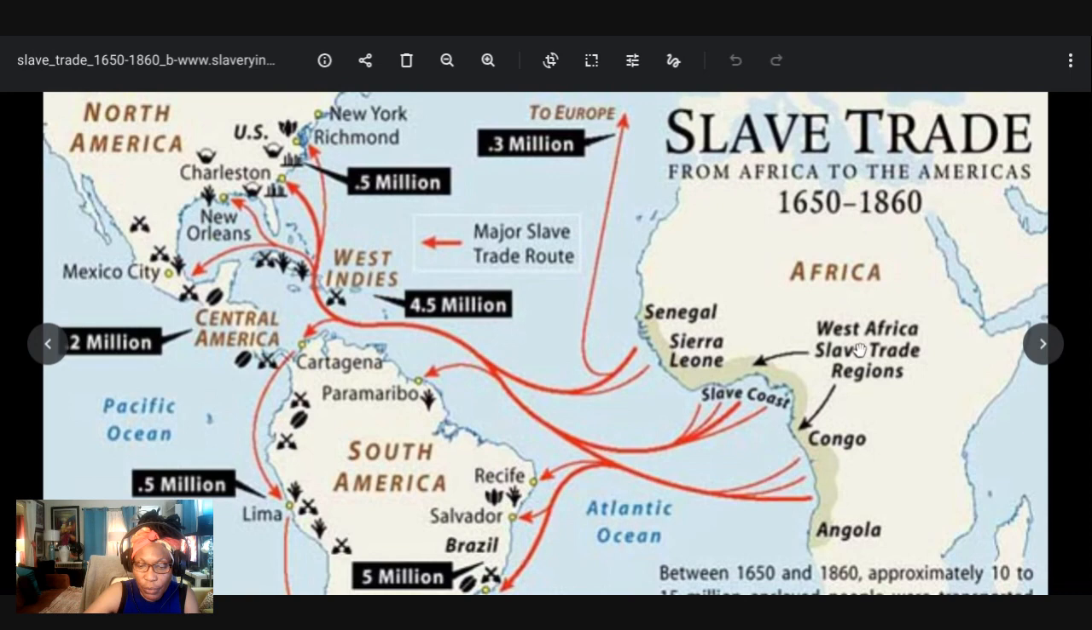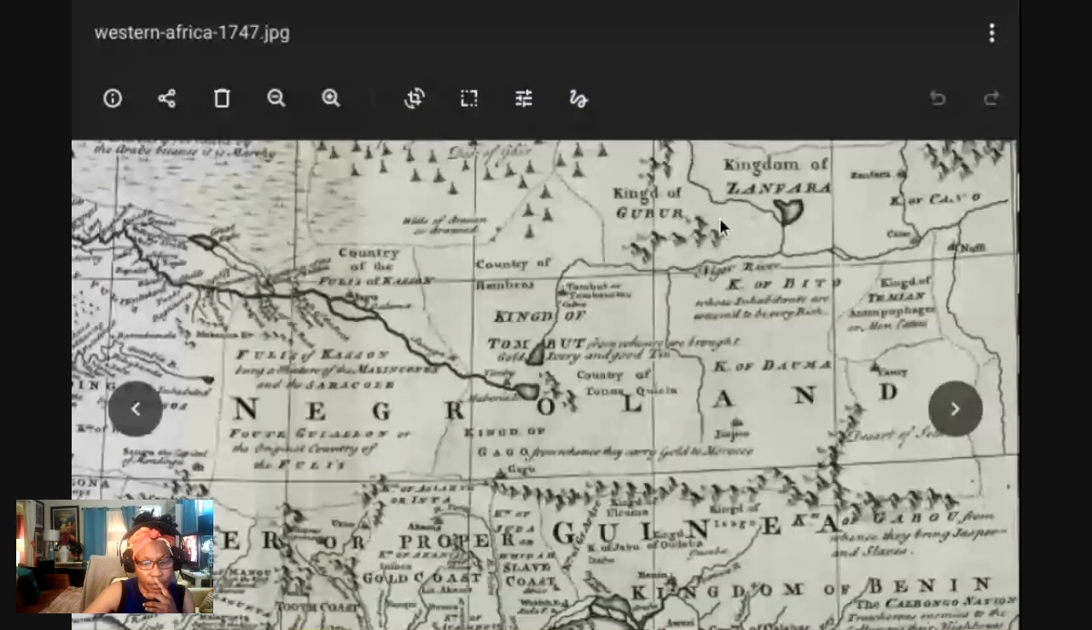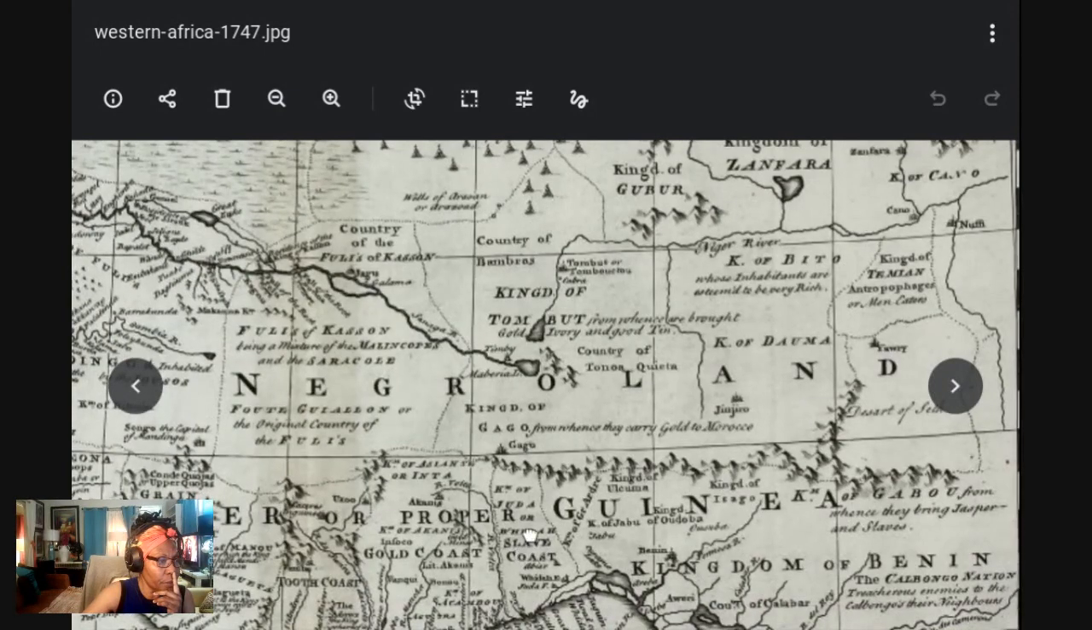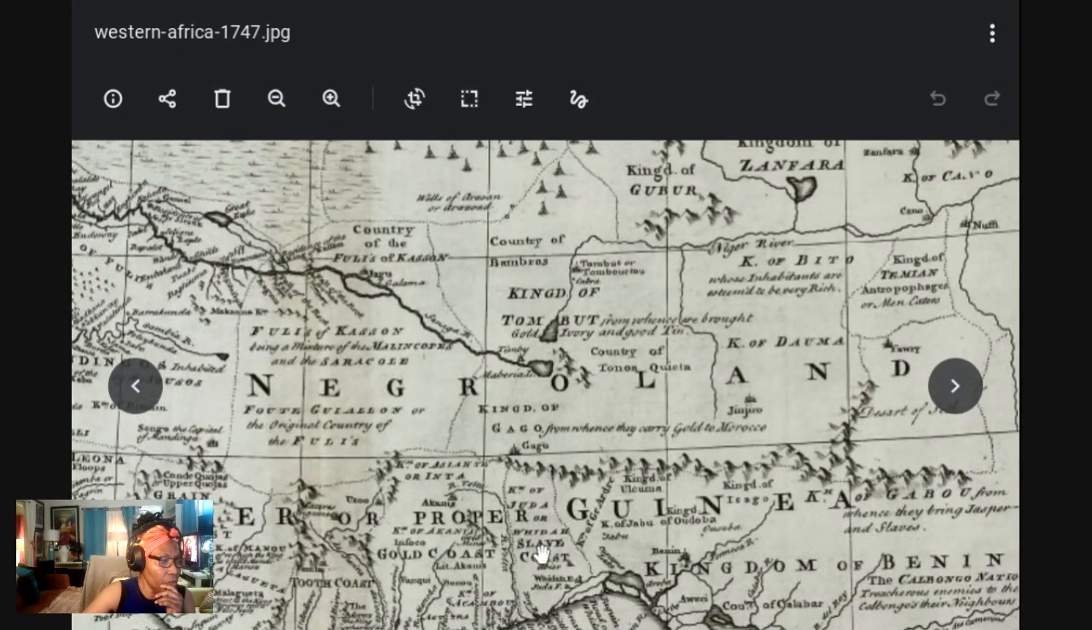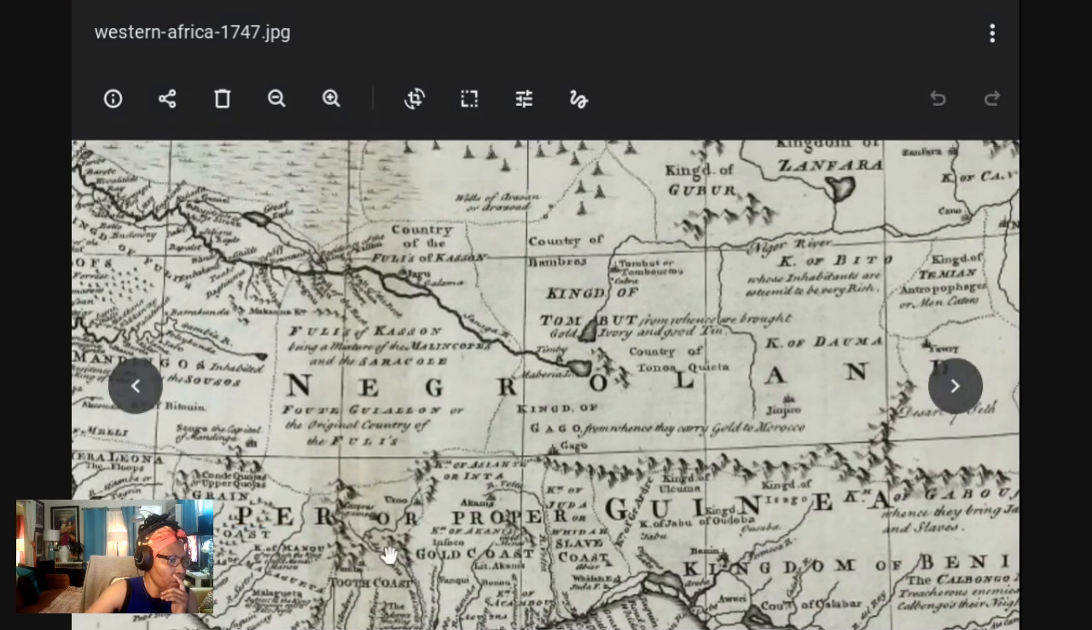They started in West Africa, slave trade region. Right here, slave trade. This is where they went to get us. And you see the kingdom of Judah, slave coast, Benin. So we know this was the kingdom of Judah, which consists of Judah, Levite, and Benjamin, because it showed on this map up here.